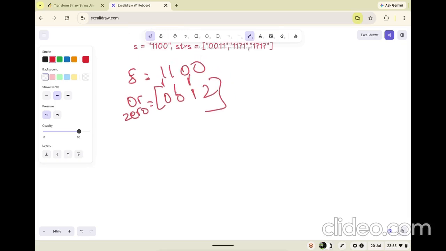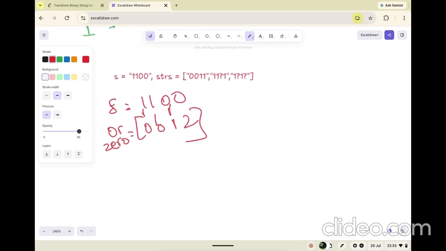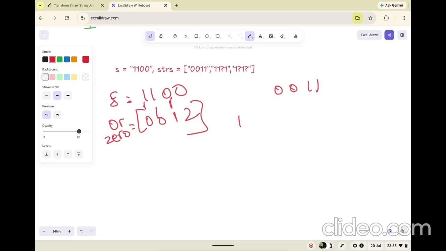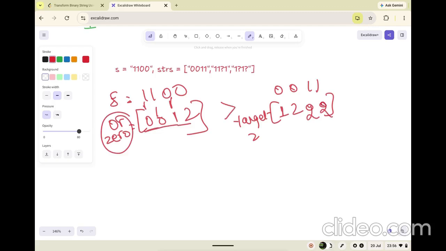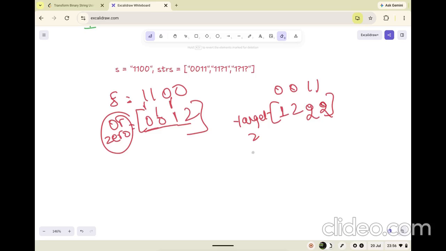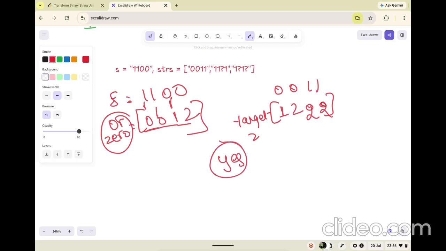Now let's look at the first case, which is 0011, and let's create the target zeros, so it is 1, 2, 2. At any given point, is my original zero greater than target zero? No, this is not the case, so I'm sure the answer will be yes. Now let's see how the answer will be yes, so that you can have clarity. How will we convert this into this?